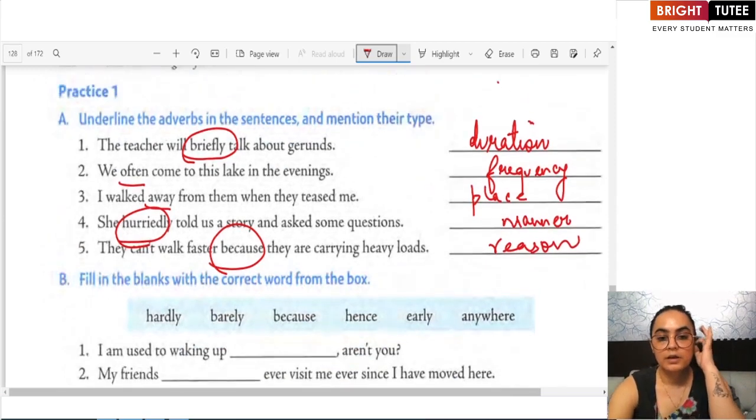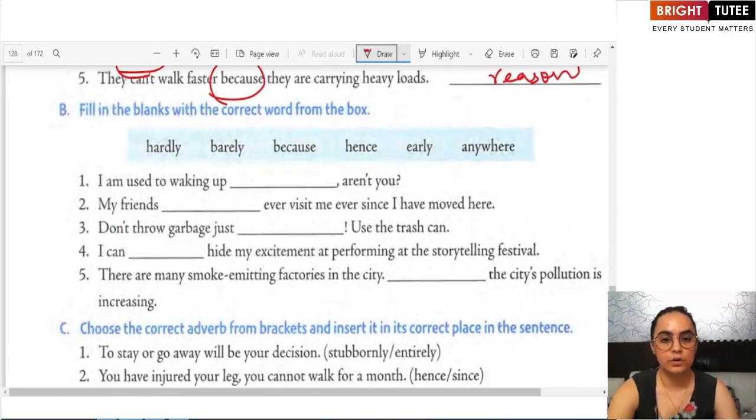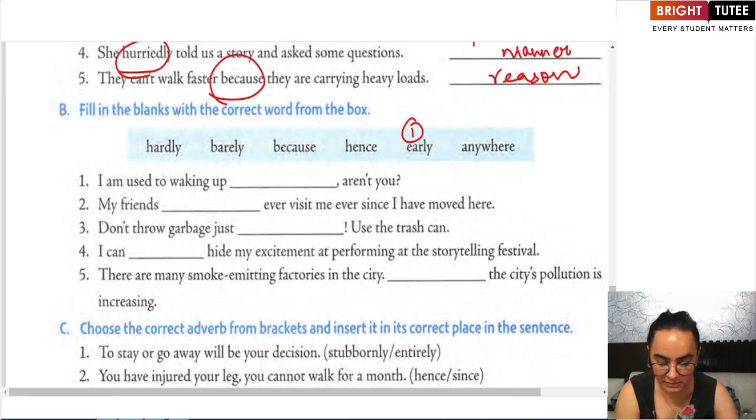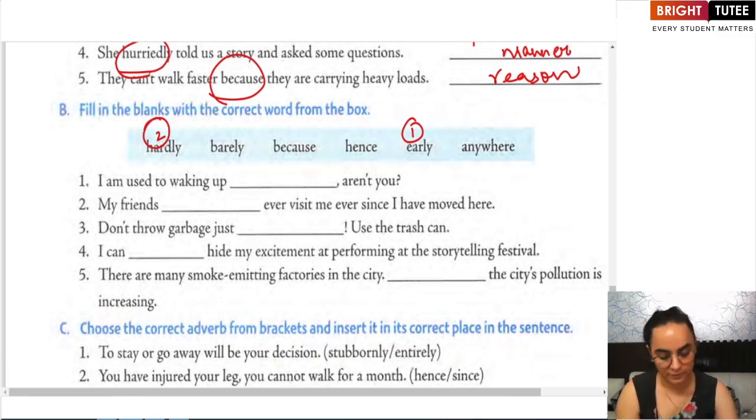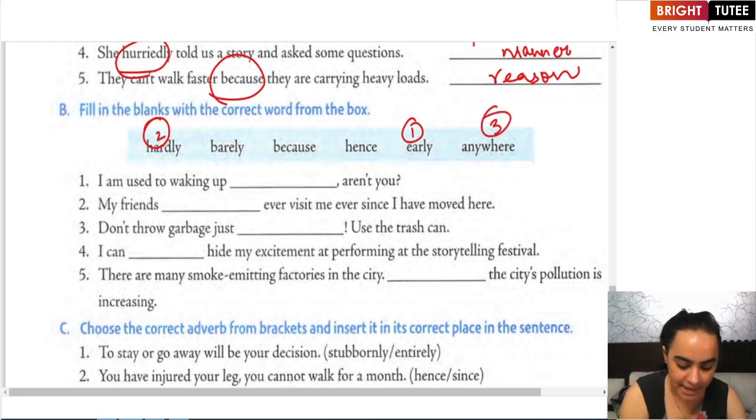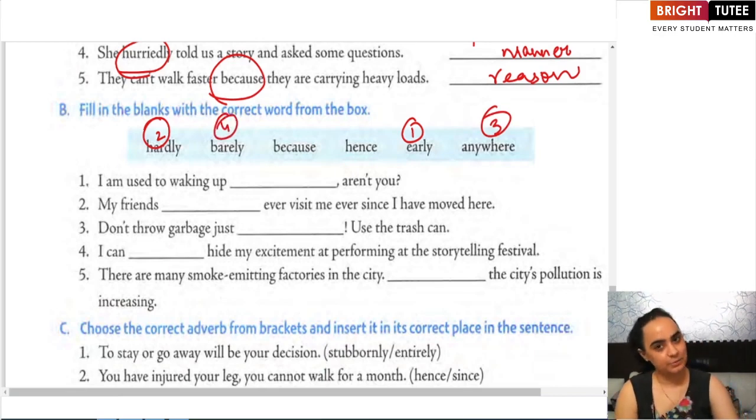Okay. Fill in the blanks with the correct word from the box. I am used to waking up early. Aren't you? My friends hardly ever visit me ever since I have moved here. Don't throw garbage just anywhere. I can barely hide my excitement.